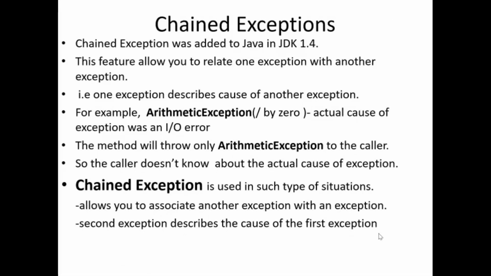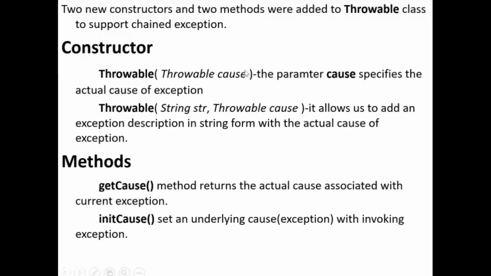For that, in Java JDK 1.4, they have introduced two constructors and two methods. The two constructors are one constructor with the throwable object, and another constructor with the string and the throwable object. This parameter can specify the actual cause of the exception. When we see the example, it will become clear. Two methods are also introduced: getCause and initCause.